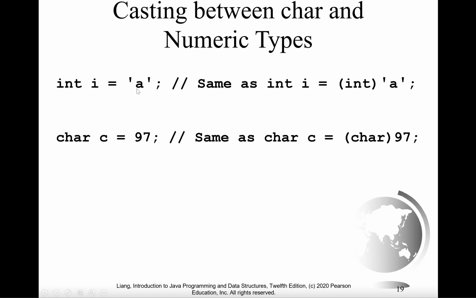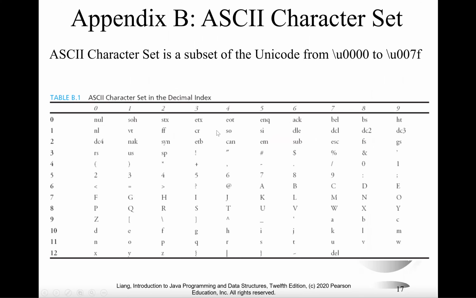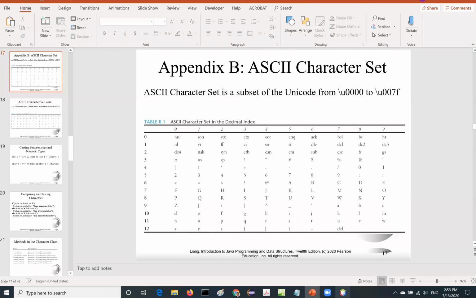So let's look at this. What is A? Do you look at the table here? What is the decimal for lowercase a? It is 97, right? 97, it's right here, 97. So let's write this program here.